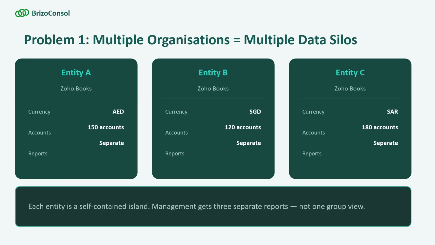Let's start with reality. Zoho Books works well for individual companies, but once you move into a group structure, problems appear. 1. Multiple organizations equals multiple data silos. Each entity has its own chart of accounts, its own currencies, its own reporting format.